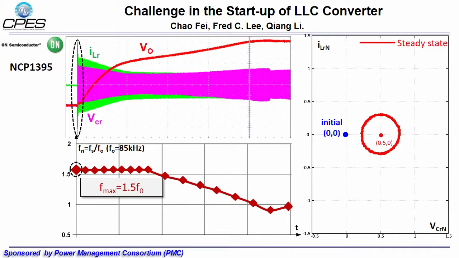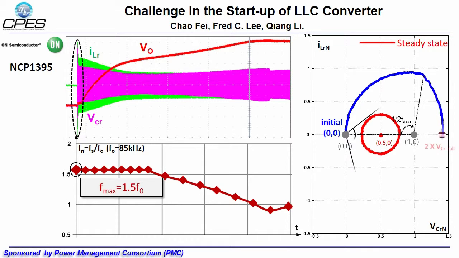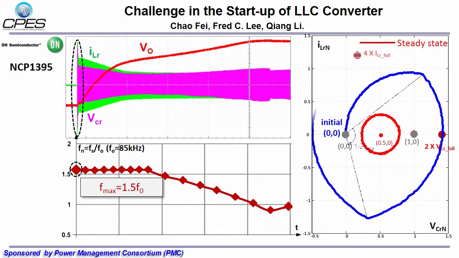At the beginning of a startup, the maximum switching frequency is 1.5 times resonant frequency. The initial point of the trajectory is 0 and 0. The first switching instant goes through an angle of half the maximum switching frequency. The second switching instant has very large voltage stress. The third switching instant has very large current stress.